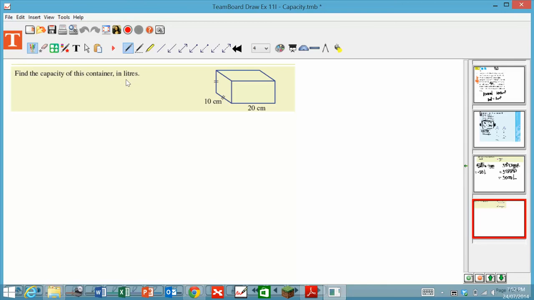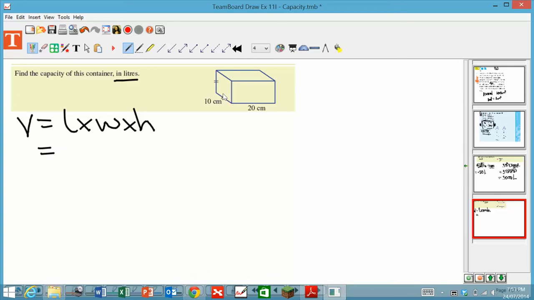Okay, next little example. Find the capacity of this container in litres. So we've got to find the capacity of this container in litres. How do we go about that? What's the first thing we can do? Because you can't actually find the capacity of it at the moment, can we? We can't actually say, well, it holds 1,000 litres. So what do you have to do first? There's a hint. Yeah, okay, we've got to find our volume, length by width by height first. So we've got to find our volume first, okay?